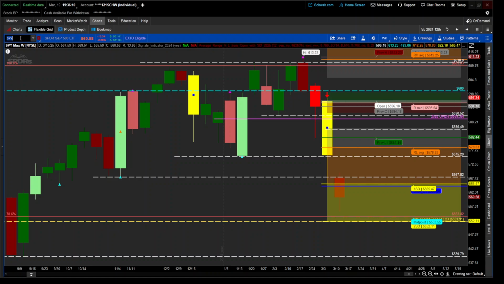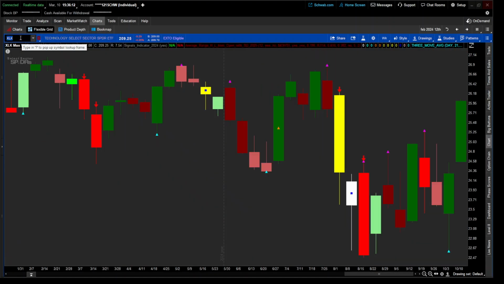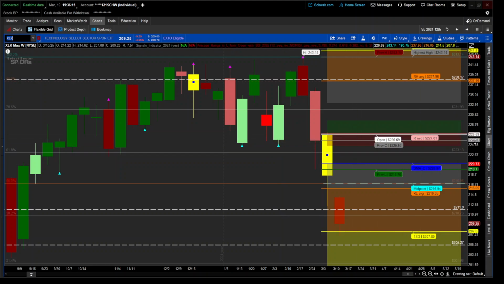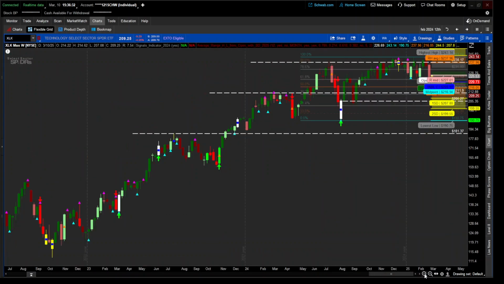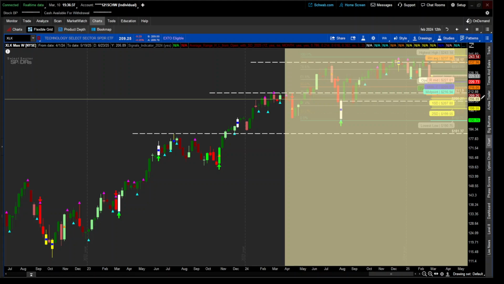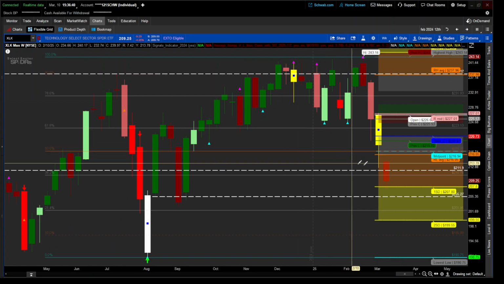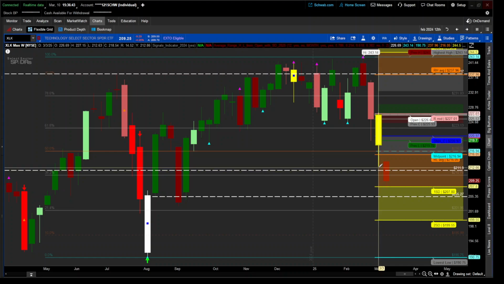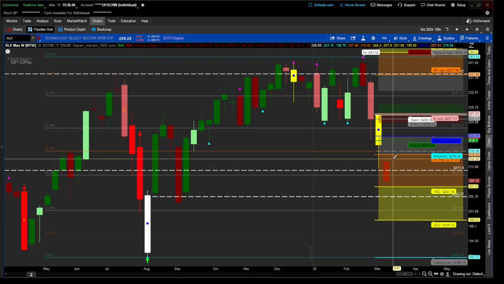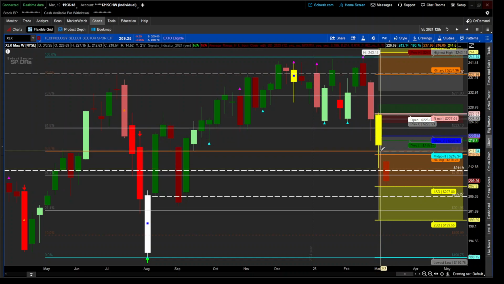So we're going to go to XLK, look at it from the same standpoint. And you can see right here, XLK this week went down to one standard deviation as well. But last week it bounced from this 211 level that I had marked out. I think that 211 was marked from a previous all-time high. So I would have expected it to bounce or have some type of reaction at this level, and it did have a reaction. It didn't make it down completely to that level, but it did bounce from that area.